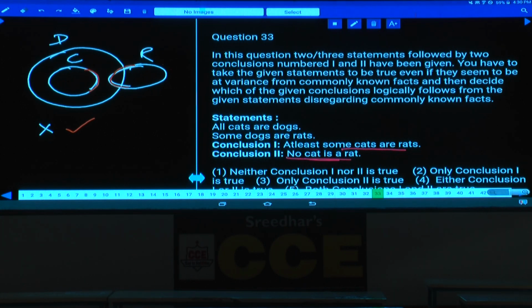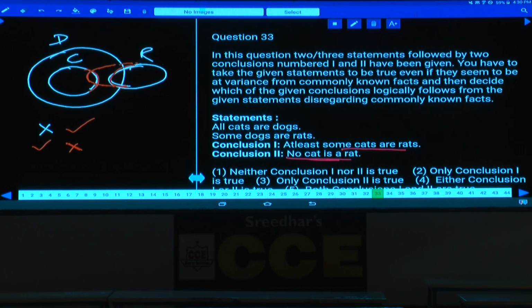It is a negative conclusion. Hence we should go for alternate diagram. What is the complementary pair to this one? No cat is rat means now we need to prove some cats are rats. Now in order to prove this one, some cats are rats, now tell me whether I can draw like this or not. Isn't it? Now if you draw rat like this, then what happens is some cats are rats is true. No cat is a rat will be false, then some cats are rats will be true.